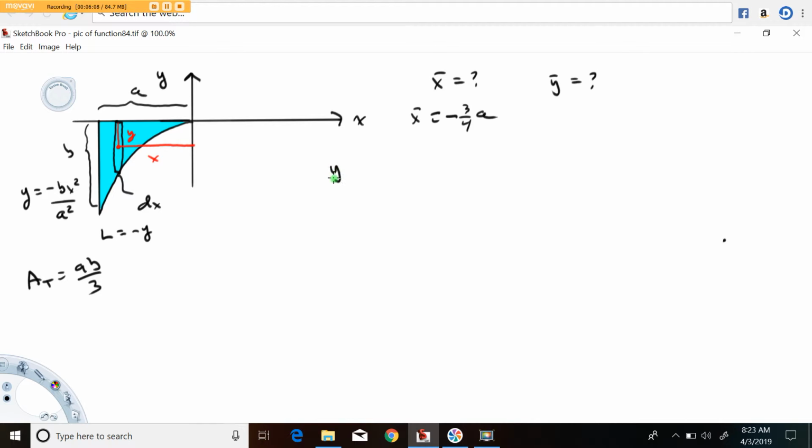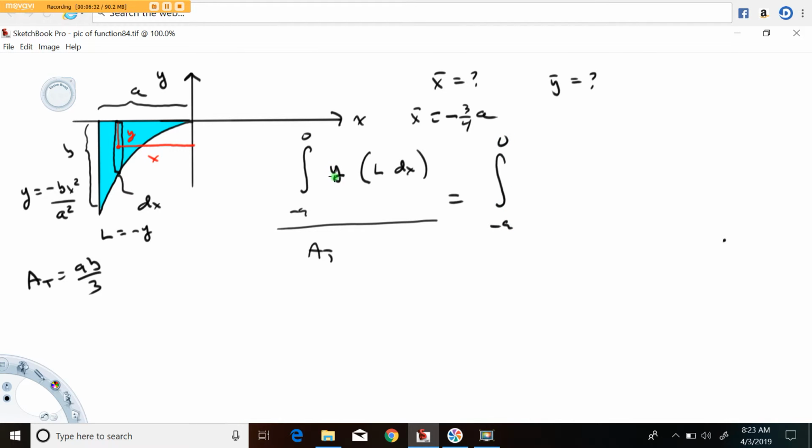I'll just put y for now. Then we want to multiply by the area, which is going to be length times width. Then we're going to integrate that from minus a to 0. And then we're going to divide by the total area, which we already know to be AB over 3. We don't need to work that again. All right, so we're going to have integral from minus a to 0.